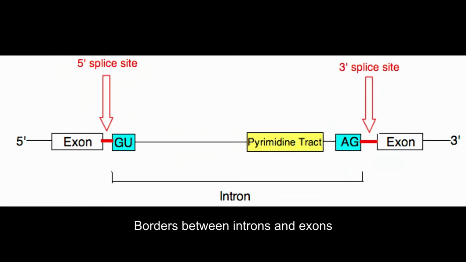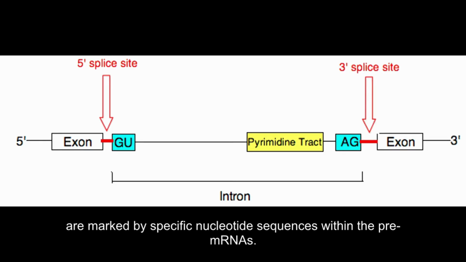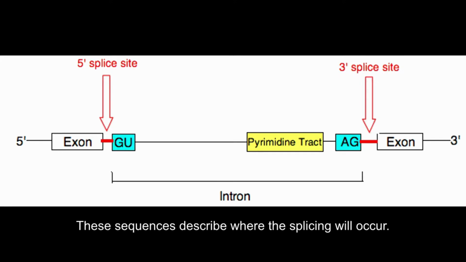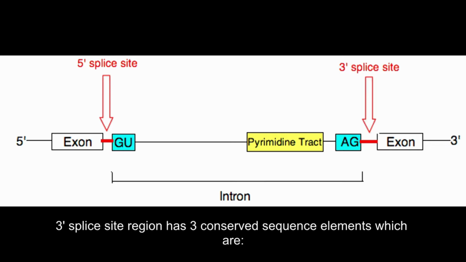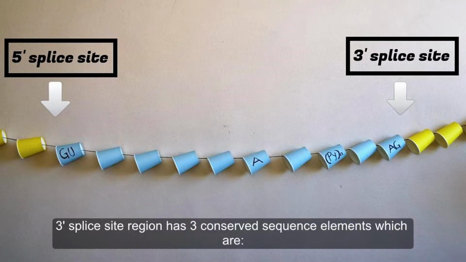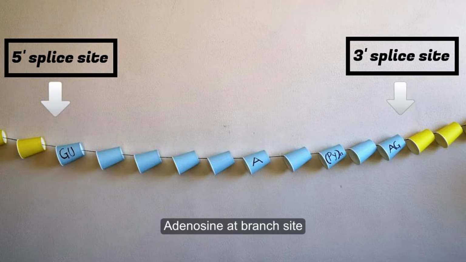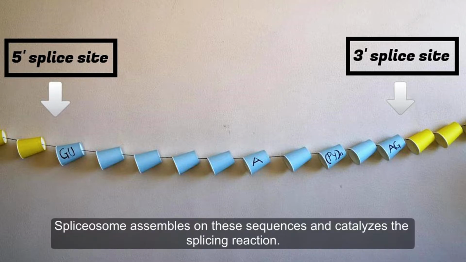Borders between introns and exons are marked by specific nucleotide sequences within the pre-mRNAs. These sequences describe where the splicing will occur. The 5' splice site of pre-mRNA includes a GU dinucleotide at the intron end. The 3' splice site region has 3 conserved sequence elements, which are the adenosine at the branch site, the polypyrimidine tract, and the AG terminal. The spliceosome assembles on these sequences and catalyzes the splicing reaction.